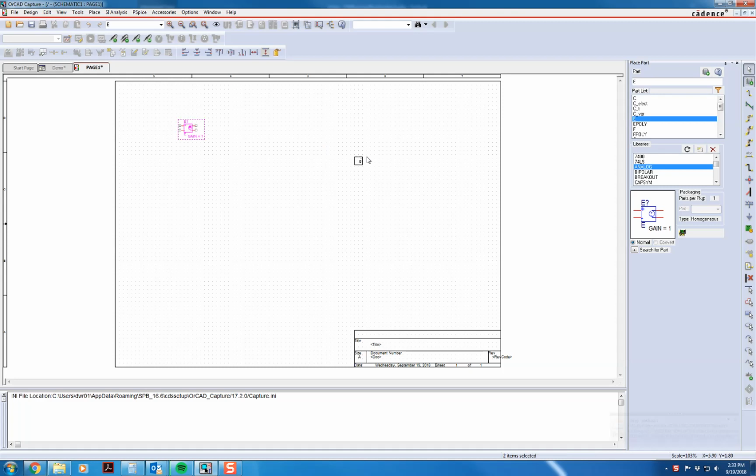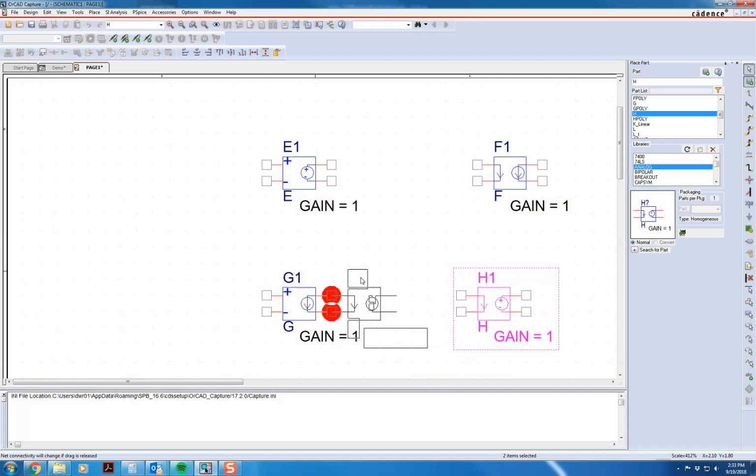There we go. And then I'm going to put another one in here: F, G, and then H. So those are the four different cases we could get here. So now let's first look through these.